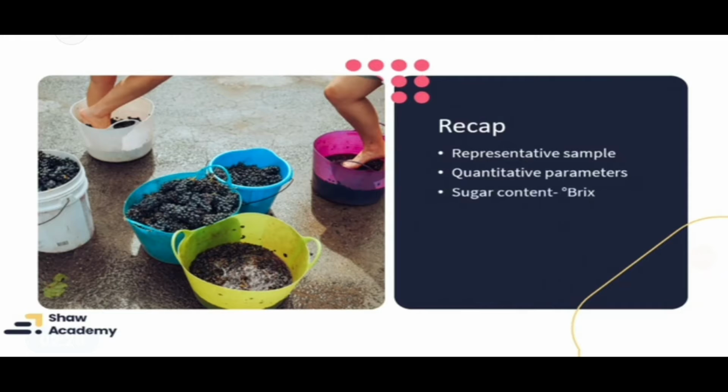These are the quantitative parameters. We will look at the sugar content in degrees Brix. We will look at the titratable acidity, which is measured in grams per liter, and we will also look at the pH of the juice. We know by now that we look at the relationship between these parameters when we want to decide when the grapes are ready for picking.